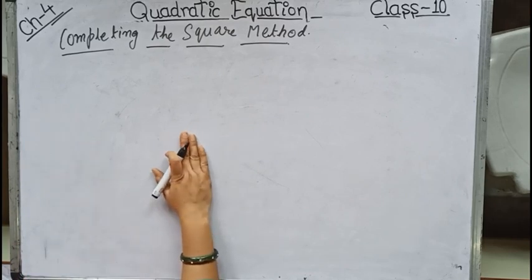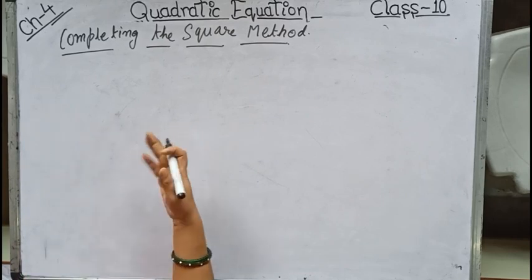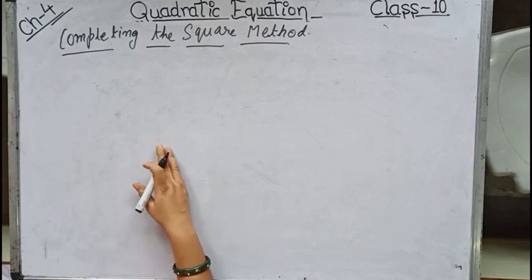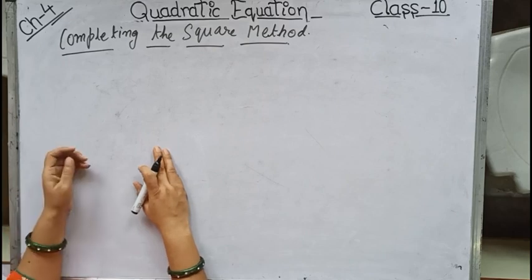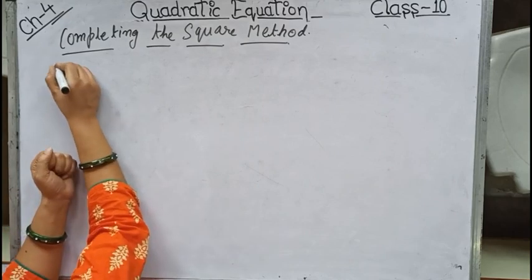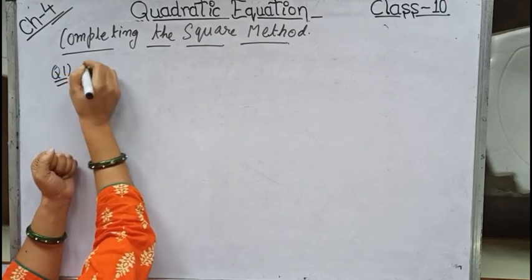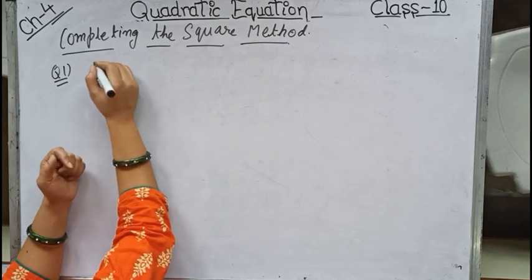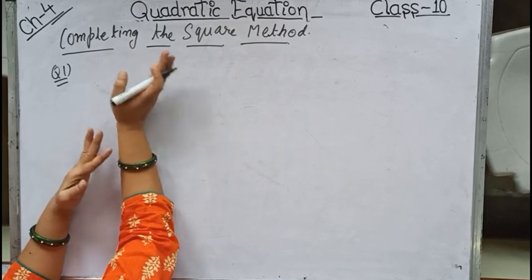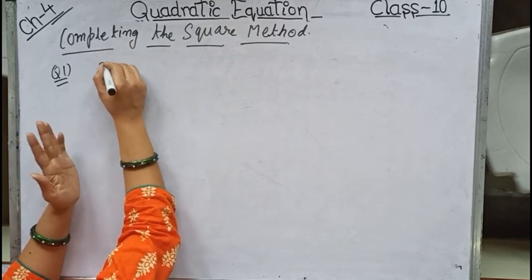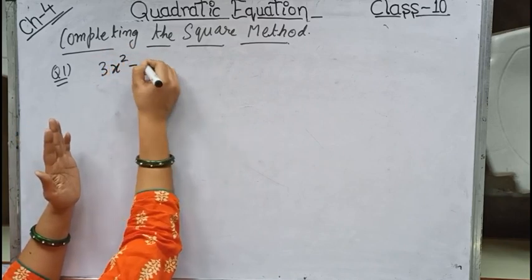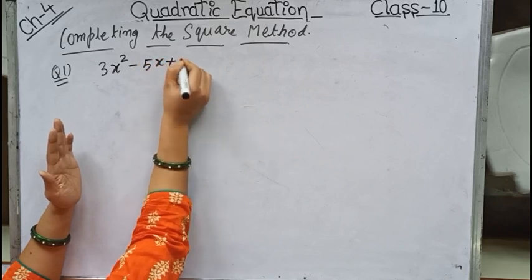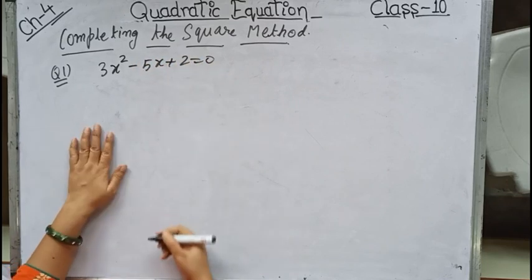So in this, let us start the sum only. One sum I will be doing, then I will be explaining the method. So let us do one sum. Suppose the question is, question number 1, solve by completing the square method. The question I am writing as 3x² − 5x + 2 = 0.